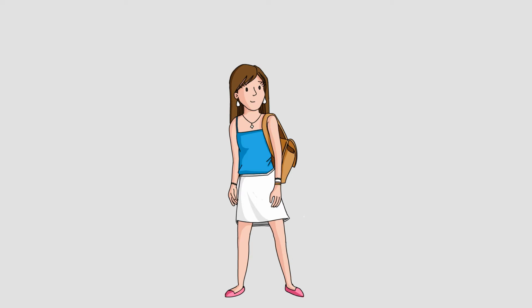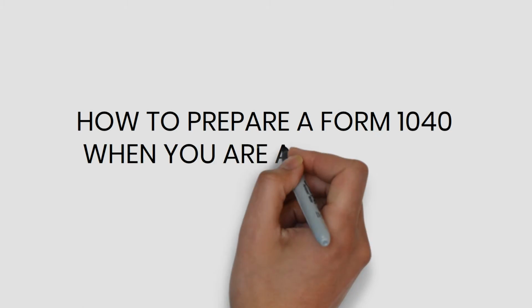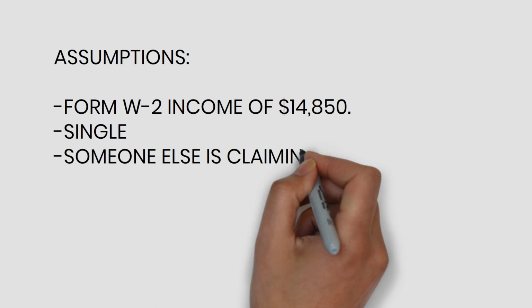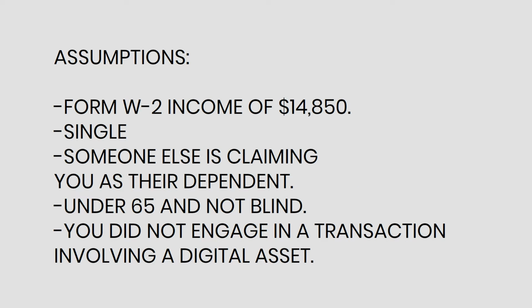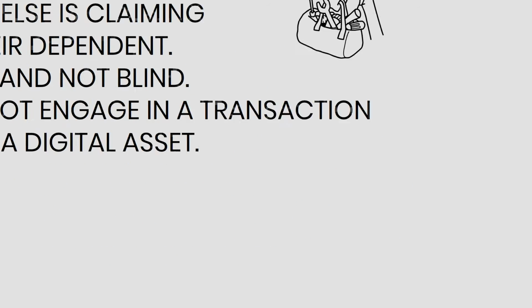I am with How To Taxes, and I'm here to help you prepare a Form 1040 when you are a dependent and made more than $13,850. The assumptions of this video are that you have Form W-2 income of $14,850, you are single, and someone else is claiming you as their dependent.